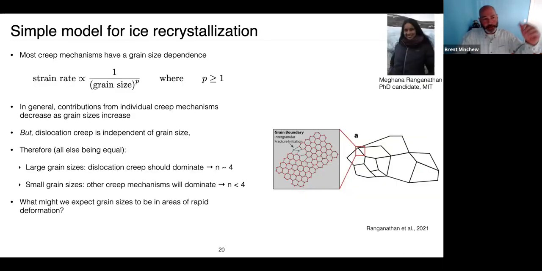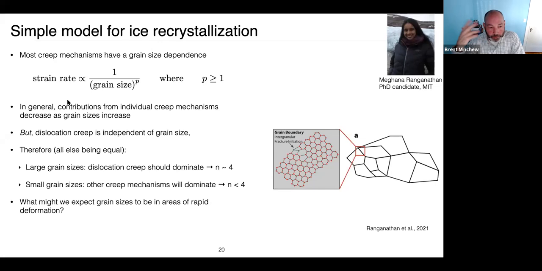So one of the things that we're doing, another student of mine, Megan Ranganathan, has been working on a simple model for ice recrystallization. The basic idea and the way this connects to thinking about ice rheology has to do with the individual creep mechanisms themselves and the dependence of these creep mechanisms on the grain size of the ice, which is to say that for most of the creep mechanisms that we talked about before, strain rate scales as the inverse of grain size raised to some power, and that power in general is going to be either 1 or greater. And so in general, contributions from individual creep mechanisms we would expect to decrease as grain sizes increase and vice versa.